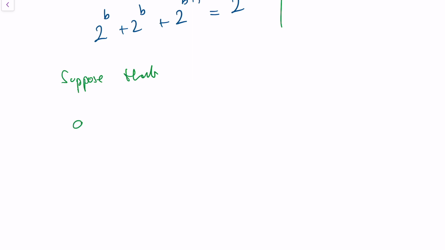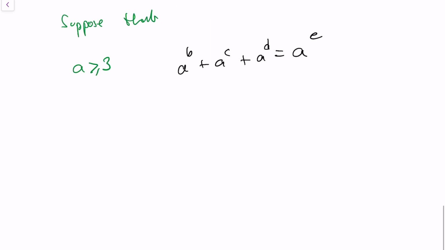Next, now let's suppose that a is greater than or equal to 3. So the equation a^b + a^c + a^d = a^e. If we divide everything by a^b, we have 1 + a^(c-b) + a^(d-b) = a^(e-b).